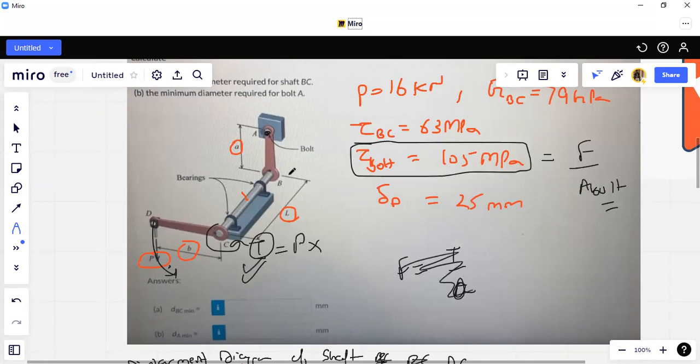The force will be, this is A, this is torque. So you know the torque at this point, and you know this distance. So this is the perpendicular distance. You can write torque is equal to force into A. By this equation you can calculate the force, and then by using the other equation you can calculate the area of bolt. That is very simple.